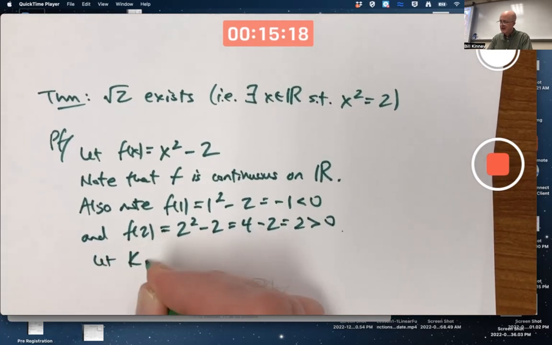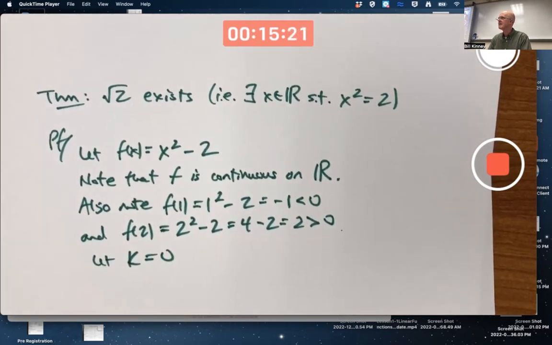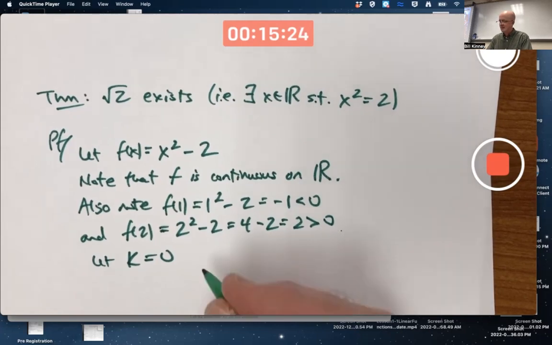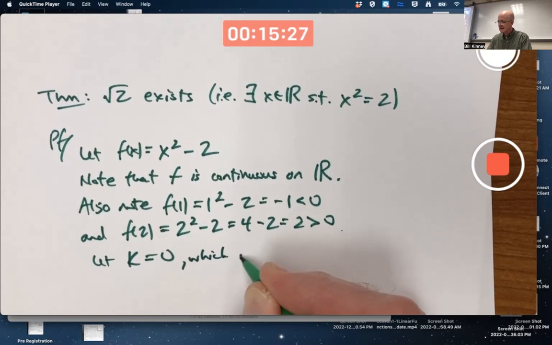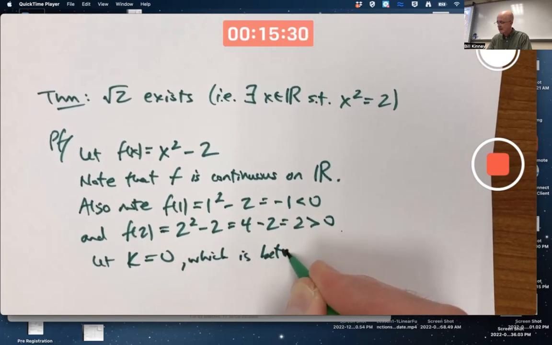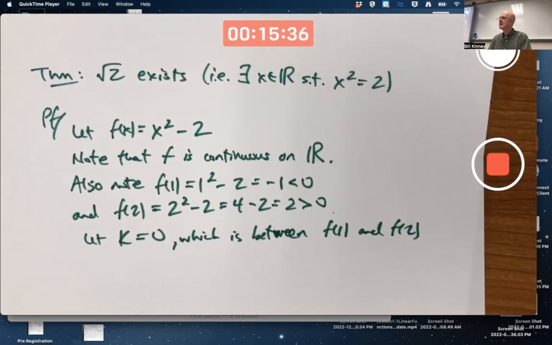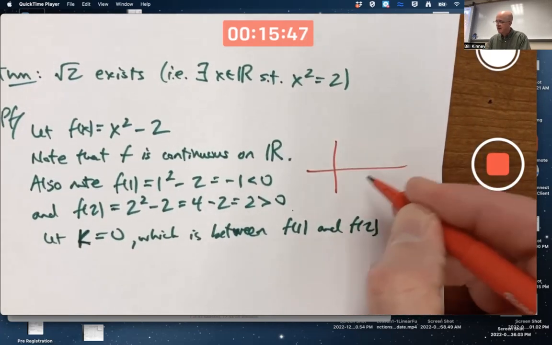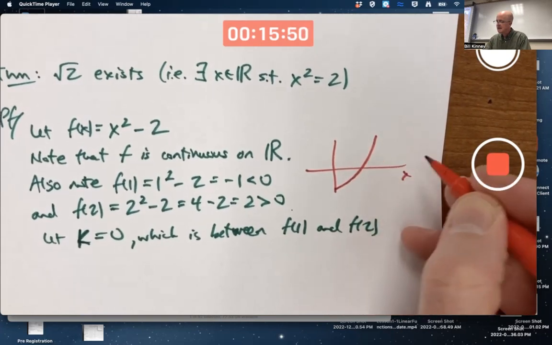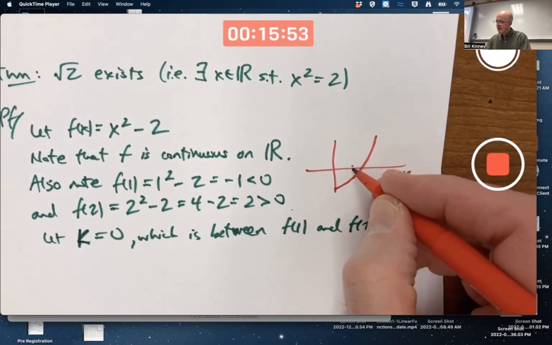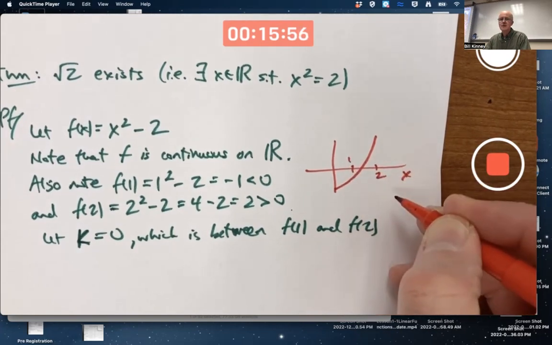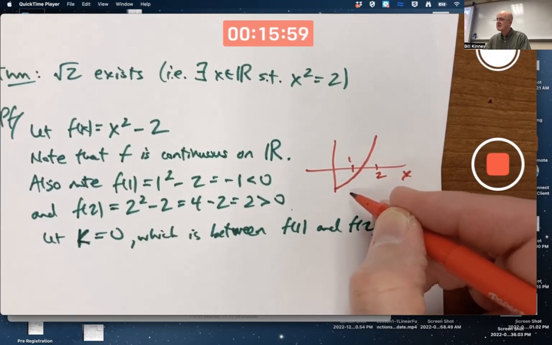Let capital K equal 0. Remember this from last week? Which is between f of 1 and f of 2, because f of 1 is negative and f of 2 is positive. K is 0. What's going on here graphically? Well, the part of the graph we care about looks like this. Here's 1, here's 2. The graph is crossing the axis.